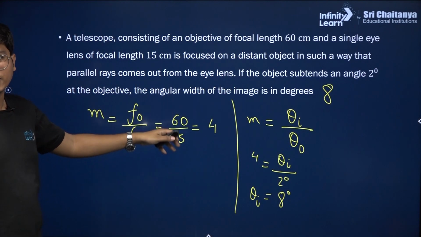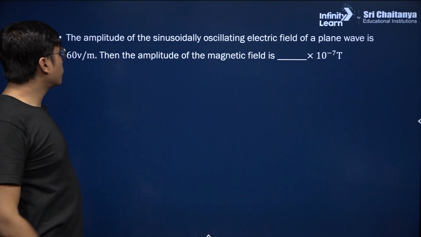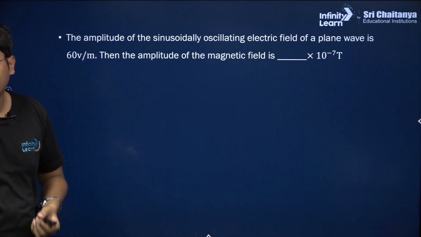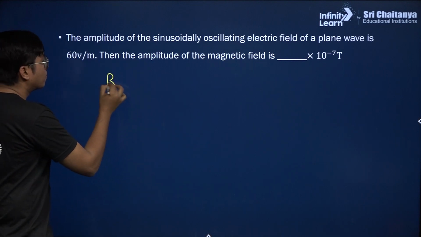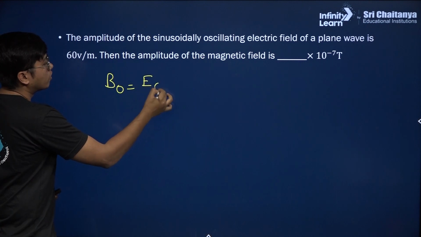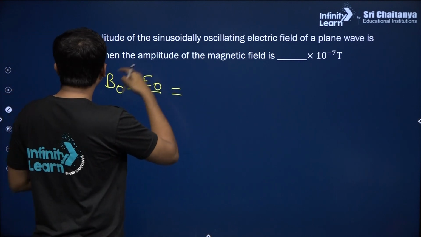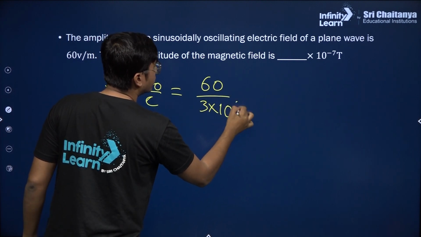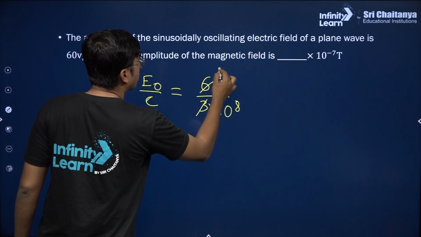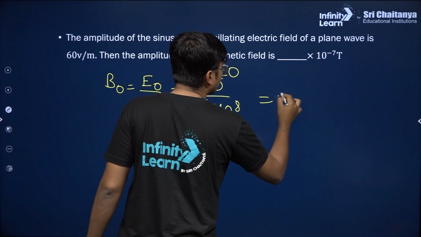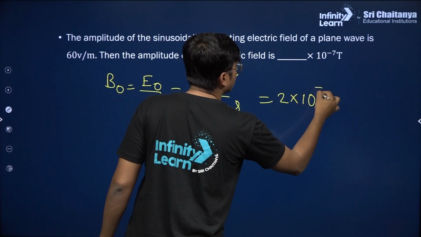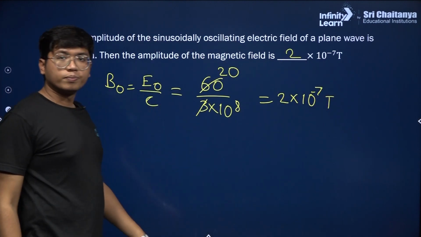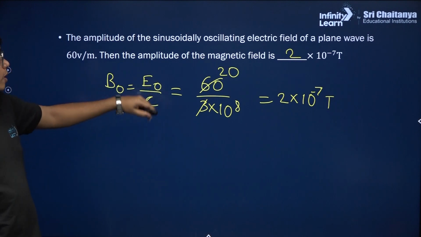Straightforward question, formula based. Next up, the amplitude of the sinusoidally oscillating electric field of a plane wave is 60 volt per meter, the amplitude of the magnetic field is, again direct relation, B naught is equal to E naught by C. E naught is 60 volt per meter, 60 divided by 3 into 10 to the power 8, 3 cancels out, gives you 20, that makes it 2 into 10 to the power minus 7 Tesla. So the answer here is just 2. Okay, again straight formula based.